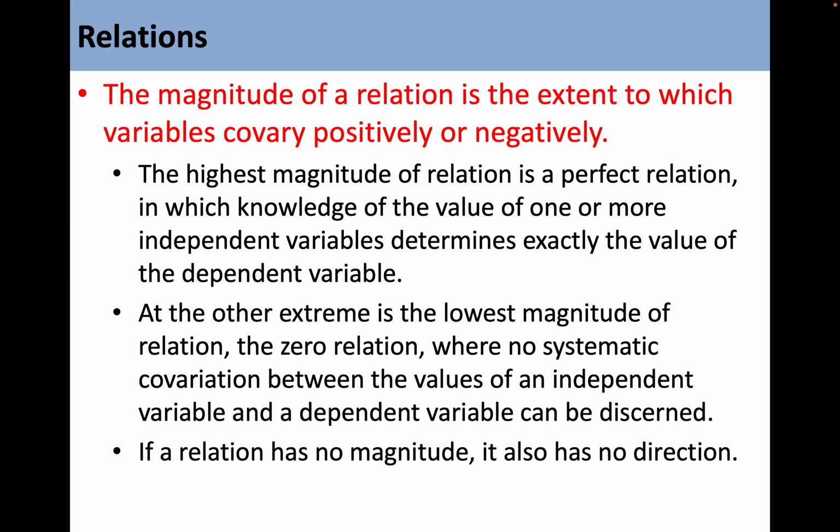The magnitude of a relation is the extent to which variables covary positively or negatively. The highest magnitude of relation is a perfect relation in which knowledge of the value of one or more independent variables determines exactly the value of the dependent variable. At the other extreme is the lowest magnitude of relation, the zero relation, where no systematic covariation between the values of an independent variable and a dependent variable can be discerned. If a relation has no magnitude, it also has no direction.